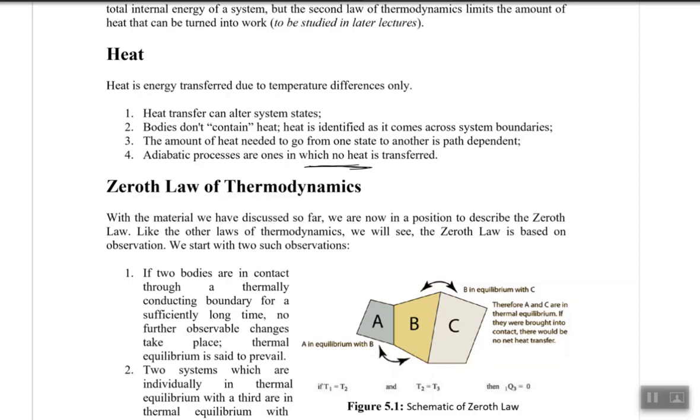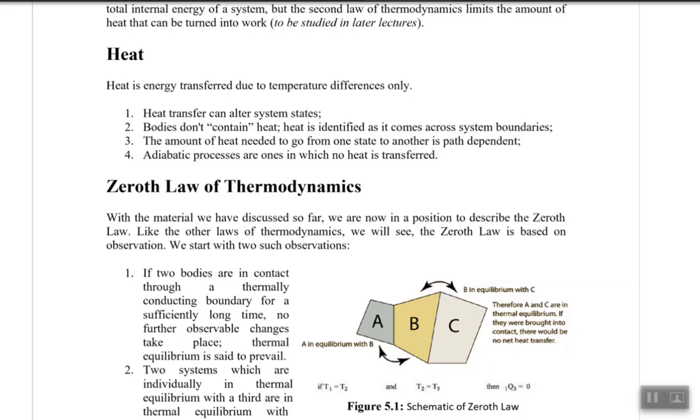For example, if you have a hot plate of, let's say, 5000 degrees centigrade, and you tap it very quickly, the heat transfer would not be there. That means the time was so little that you cannot feel the heat in your hand. So the adiabatic process is either one where there is no heat at all, or one where the amount of time was so little that the heat was not transferred at all.